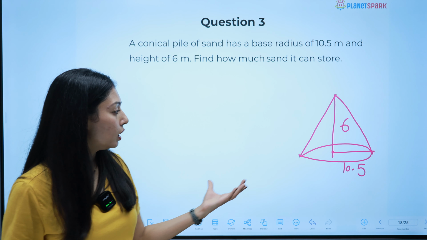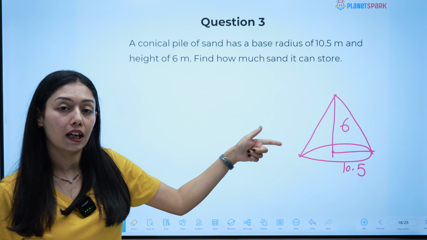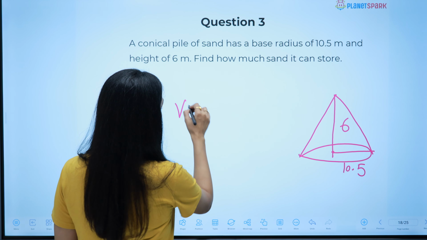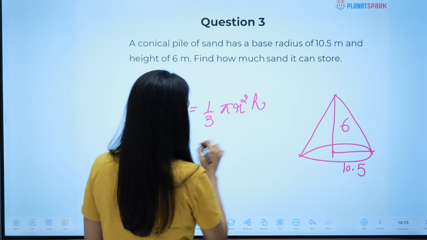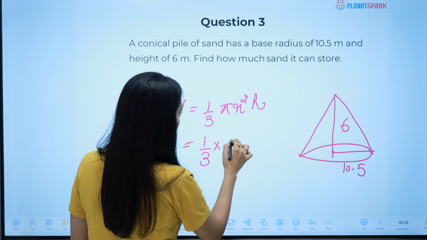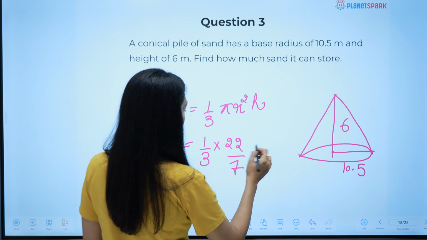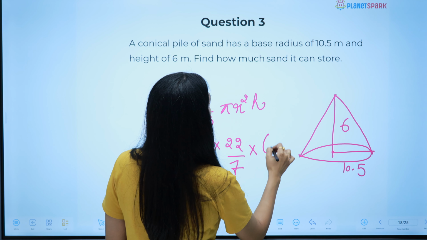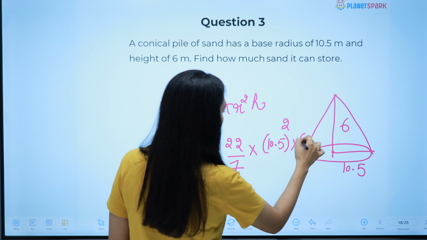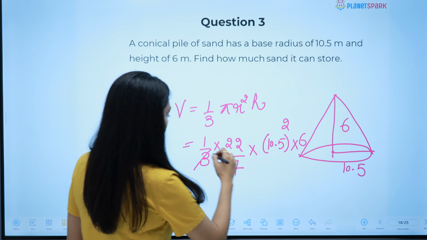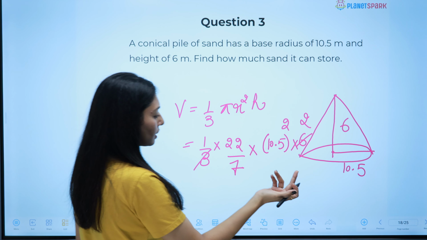Directly नहीं बोला है, but we know the amount of sand that's stored is given by what? The volume of this shape, that is a cone, right? So we have to find the volume again. That is 1 by 3 pi r square h. Plug in all the values. 1 by 3 into 22 by 7, or if it's not required, you can use 3.14 also, into radius, that is 10.5 whole square, into the height, that is 6, right? 3 into 2, that is 6. Just multiply, divide by 7 and you are done.